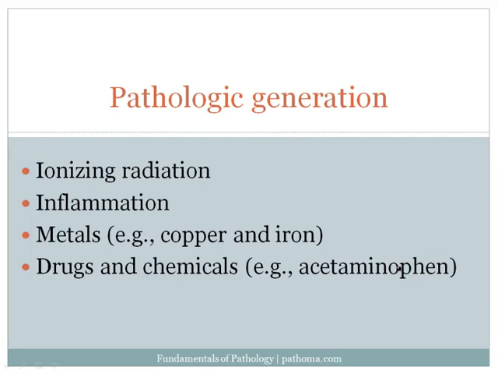Free radicals can also be generated pathologically. Some important examples: ionizing radiation can generate free radicals, and with ionizing radiation, the classic free radical that's generated is actually hydroxyl ion, OH. What's important to recall here is that the way ionizing radiation generates these free radicals is that the radiation actually hits water within tissues, and once it hits water within tissues, one possible consequence of that is the generation of hydroxyl free radical.